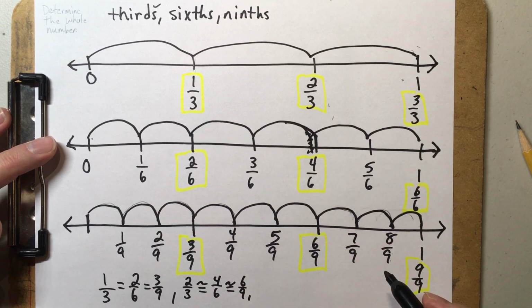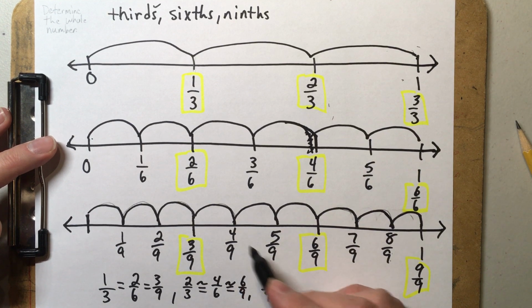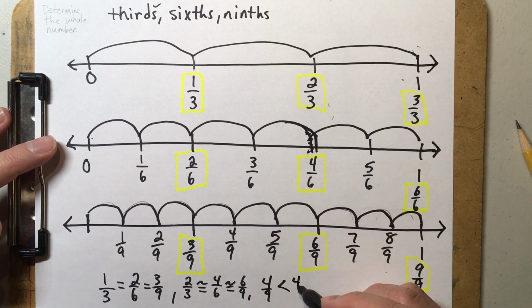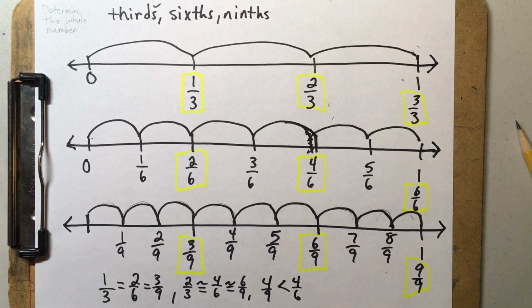Have them compare different fractions. 4/9 is going to be less than 4/6. Then you can start having a discussion. Well, you know what? 9 is a bigger number than 6. Why is it that 4/9 is less than 4/6? Why is that? They have the same numerator.